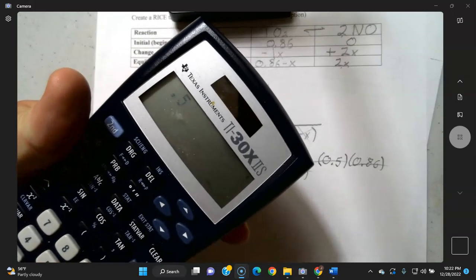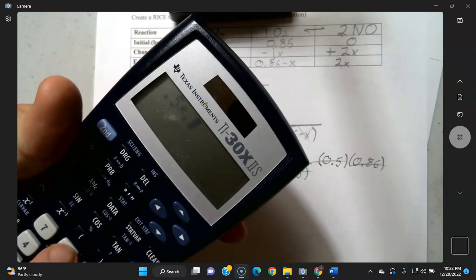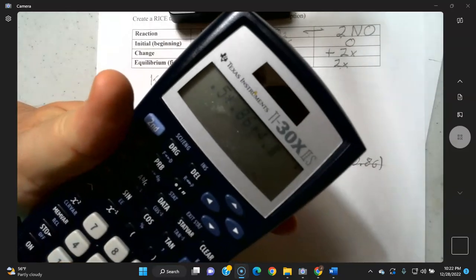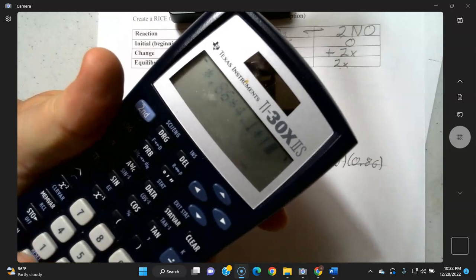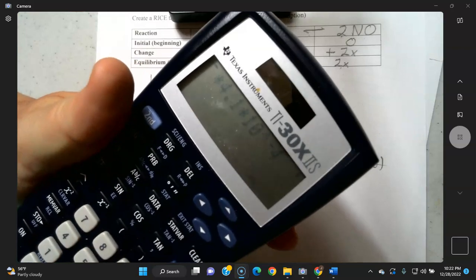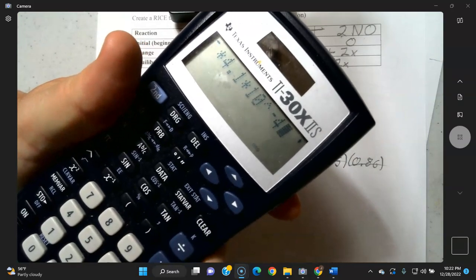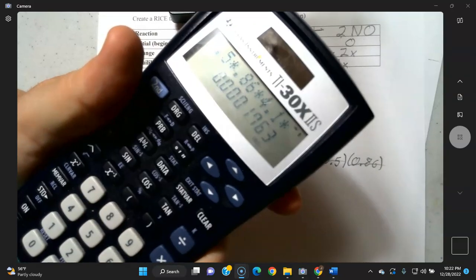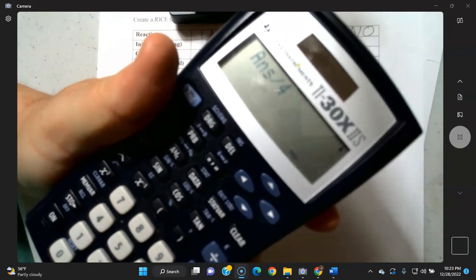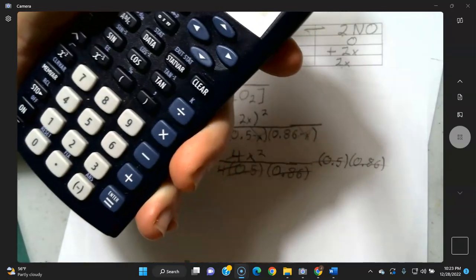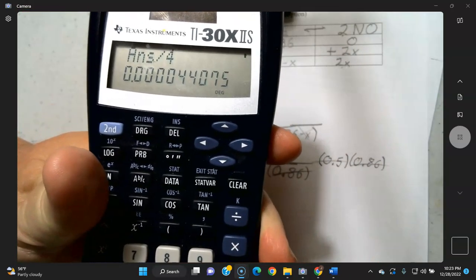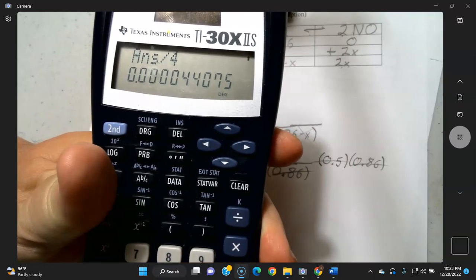So 0.5 times 0.86 times 4.1 times 10 caret negative 4. And I'm going to do an equals before I do the divided by sign. Let's just multiply all those. We get this divided by 4. And that gives us that number, which is, try to get it right side up here, 4.4 times 10 to the negative 5th.